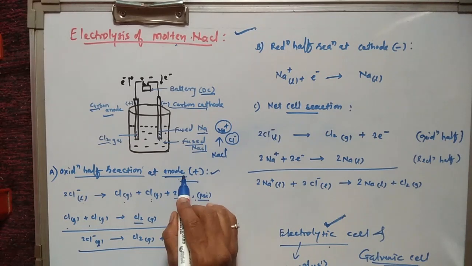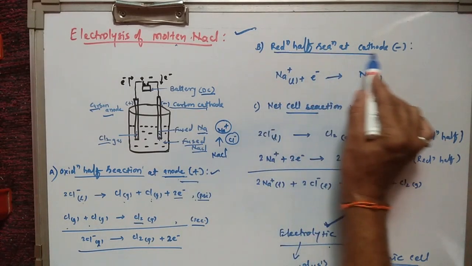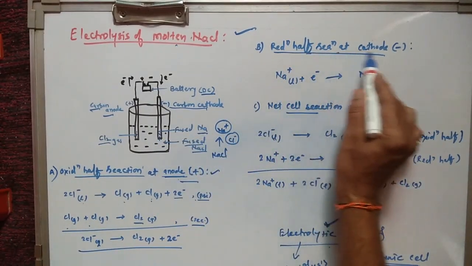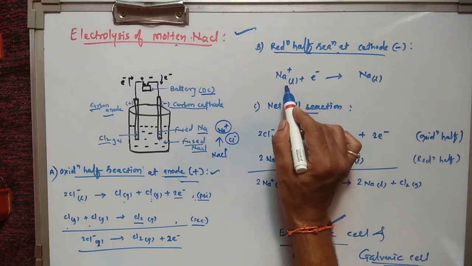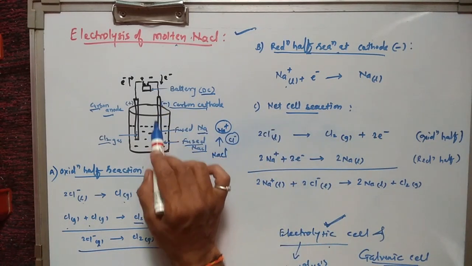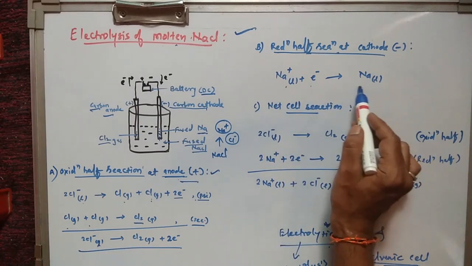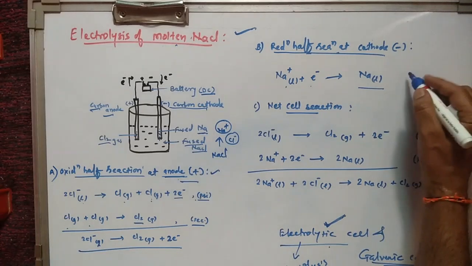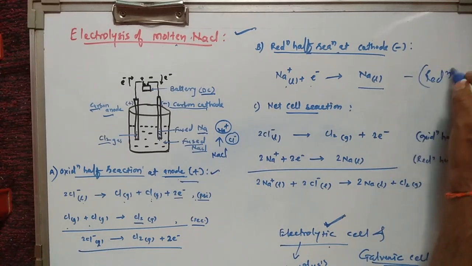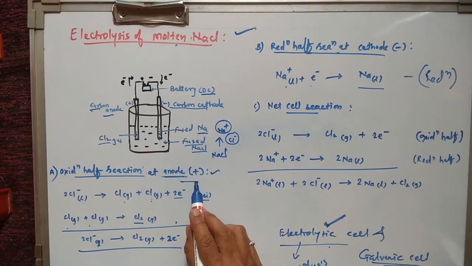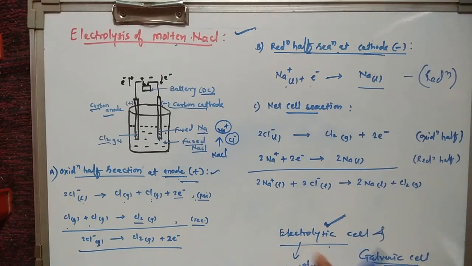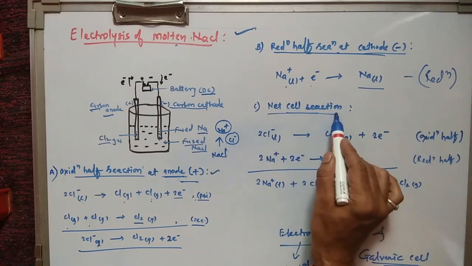Now this is the reaction at the positive electrode, which is called the anode of the electrolytic cell. The next is the reduction half reaction at the cathode, the reaction taking place at the negative electrode. Na plus, being positive, gets attracted towards the negative pole of the battery, accepts one electron, and forms neutral sodium in the fused state, which is the reduction. The oxidation takes place at the anode, the positive electrode, and the reduction takes place at the cathode, the negative electrode.